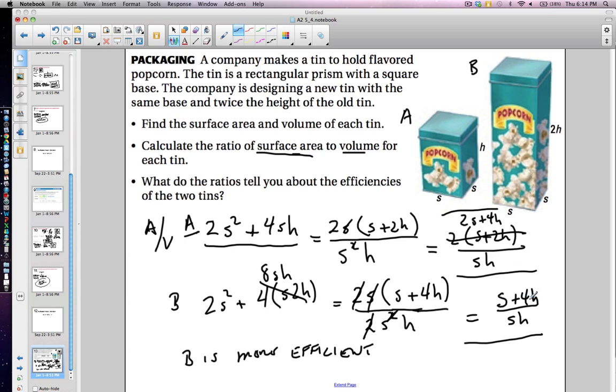I can see I have s plus 4h here, but I have 2s plus 4h here, so it doesn't matter what value s is. This one is always going to be bigger. The side can't be a negative number. That's the only way this could become somehow smaller than that numerator. The smaller the number, the more efficient it is, and I've answered my question. So that's it for 5.4. You should be able to multiply and divide rational functions.